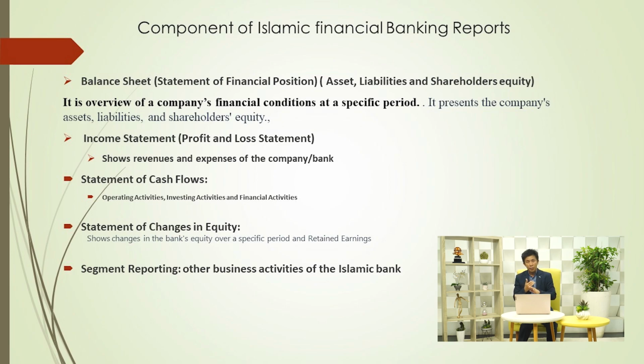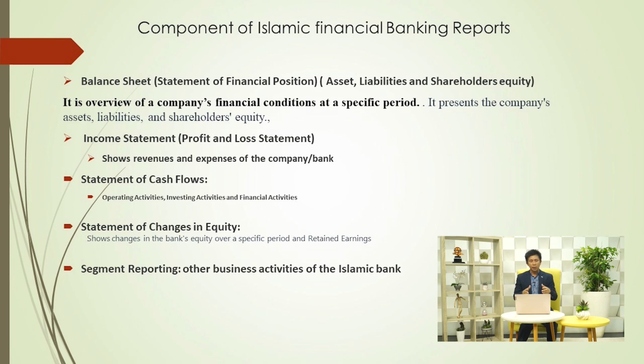So we have the balance sheet, we have the income statement, we have the statement of cash flows, and of course we have the statement of changes in equity. Sometimes there are other components of financial reporting like segment reporting, which covers the other business activities of financial institutions like Islamic banks. So those are the components of financial reporting, financial banking reports, not only for Islamic but even the conventional banks.